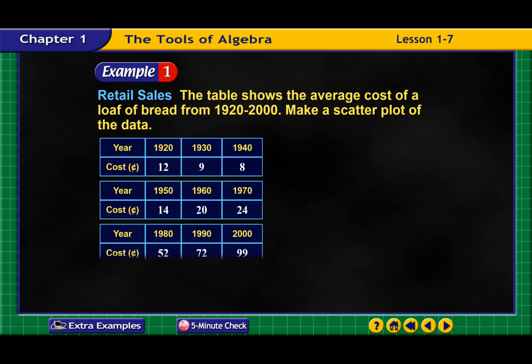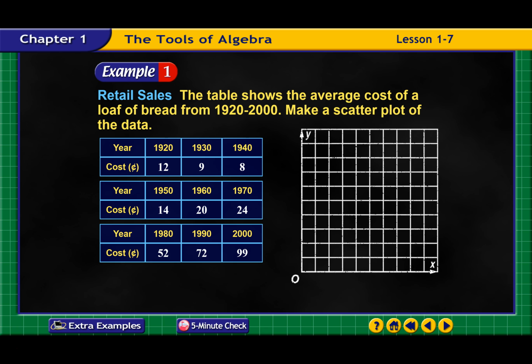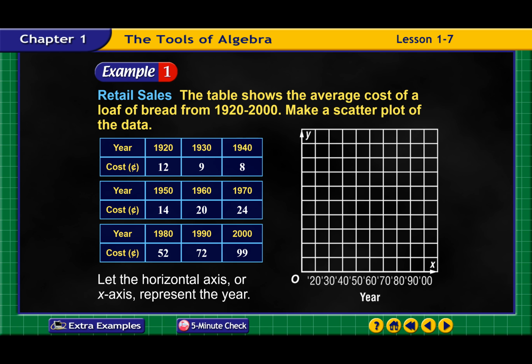Right, now we're going to take that and apply it to a couple of problems. The table here shows the average cost of a loaf of bread from 1920 to 2000. You can tell how old our book is. Make a scatter plot of the data. So we start with our coordinate plane. We're going to let the horizontal axis, or the x-axis, represent the year. I start with the lowest number I have to the highest number I have, and they're in 10-year increments. So I'm going to use each tick mark to be 10 years, then 20, 30, 40, 50, 60, 70, 80, 90.